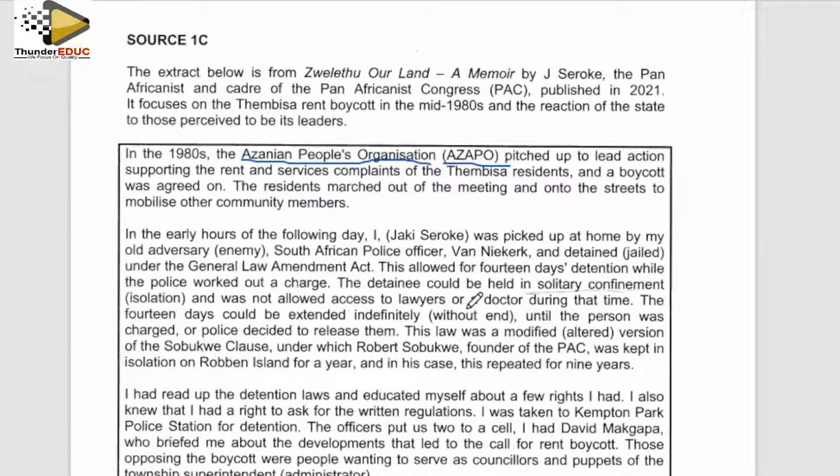Right. Based on what we are seeing there, that guy was detained. Why? The reason was to remove him from society so that he would not influence more people to protest. Remember, there was a protest, a march for the services and for rent. Then him being perceived as a leader or as an influencer of the marches against the government, he was supposed to be removed from society.